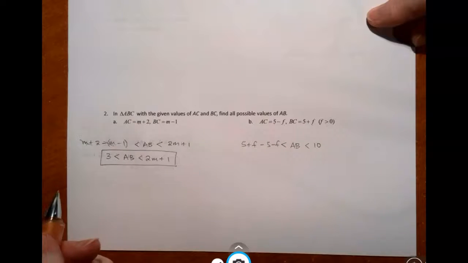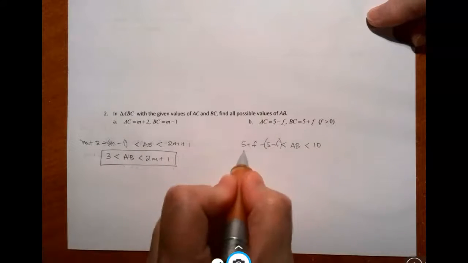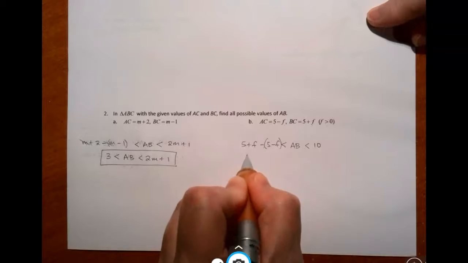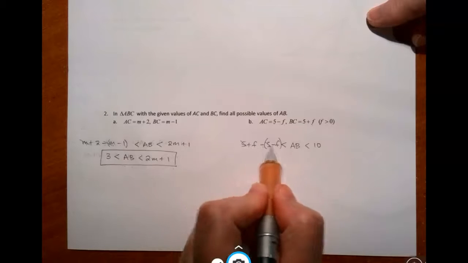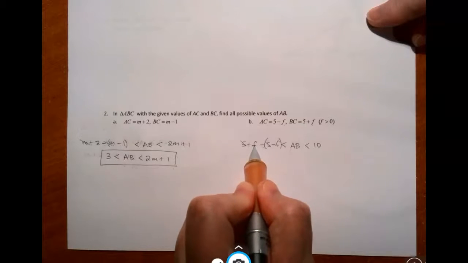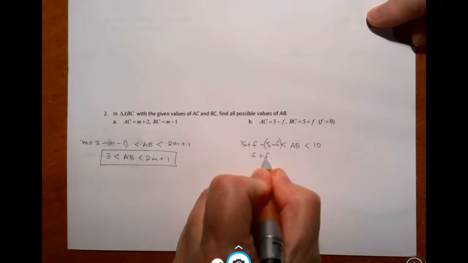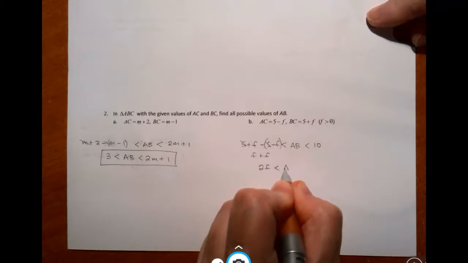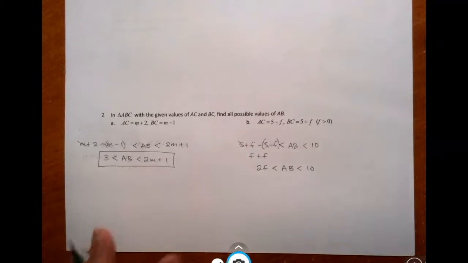And the same thing happens here. I want to make sure that I'm subtracting both of those terms. So I'm going to have 5 minus 5, which is just going to cancel. And then these almost look like they're going to cancel too, but be careful because this is really F minus a negative F. So this is really going to be F plus F. So our lower bound is going to be 2F. So the length of AB has to be between 2F and 10.